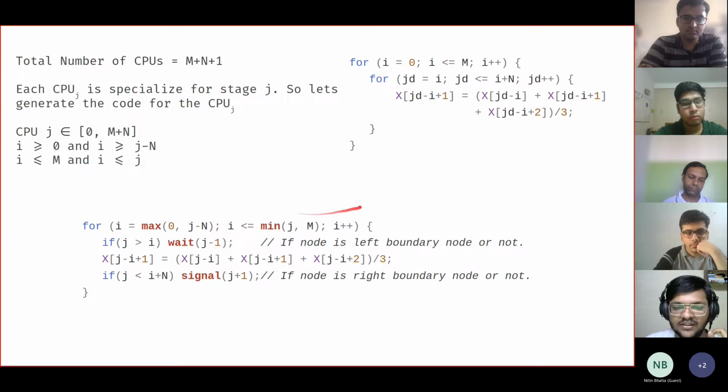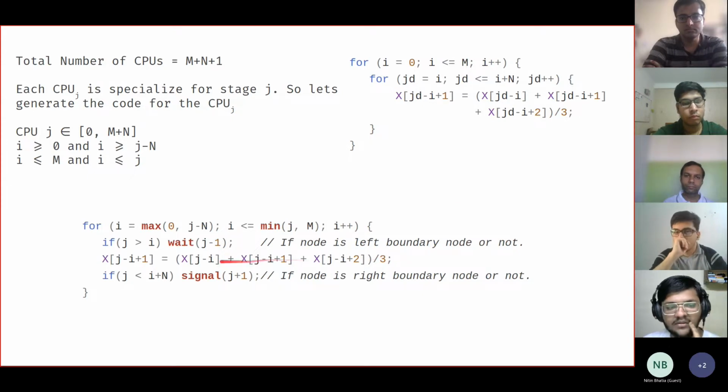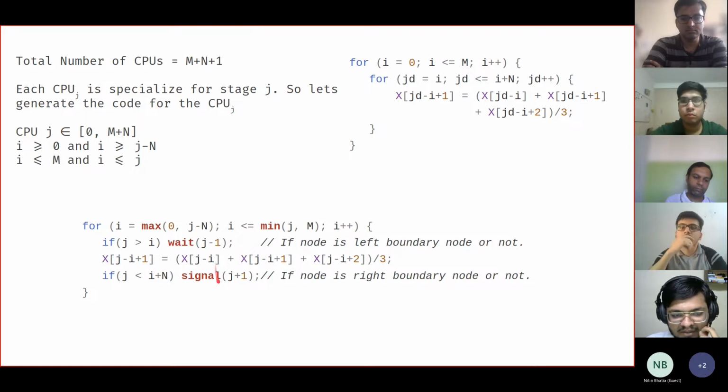Now, this is the loop that is going to be executed for the particular CPU thread, and we don't need to make any change in the statement here. As we have discussed, we are giving a wait signal before the body of the loop, and we are giving a j signal to the next processor after executing the body.